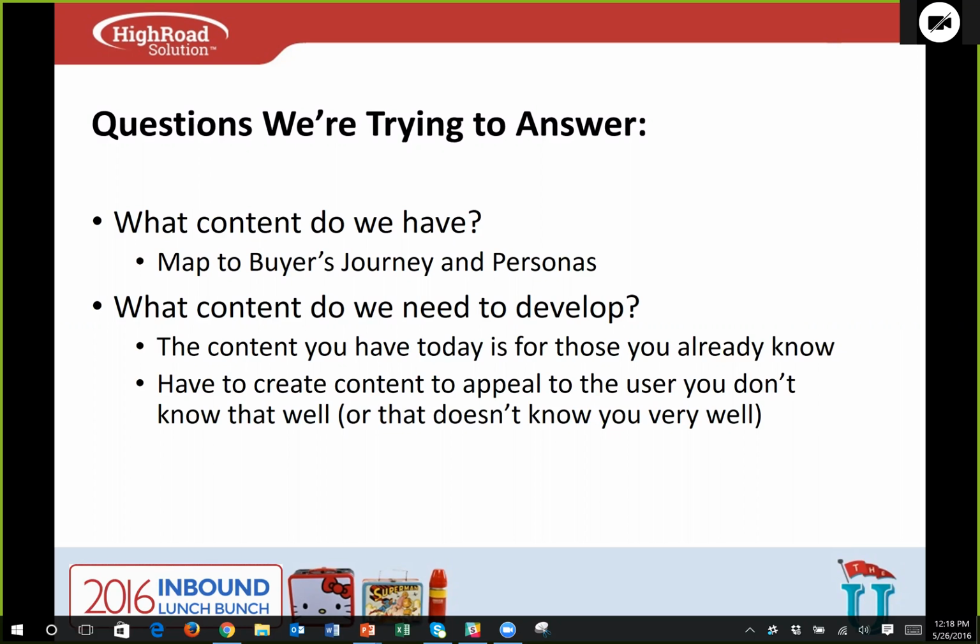So what can you do from that perspective and optimize? And then where are the gaps? What do you have to create to appeal to the user, that you possibly may not know everything about, as you're trying to acquire them? They may not know a lot about you as well, right? So it's different sides of the coin, but it's things you have to think about when you're talking about content creation as a whole.